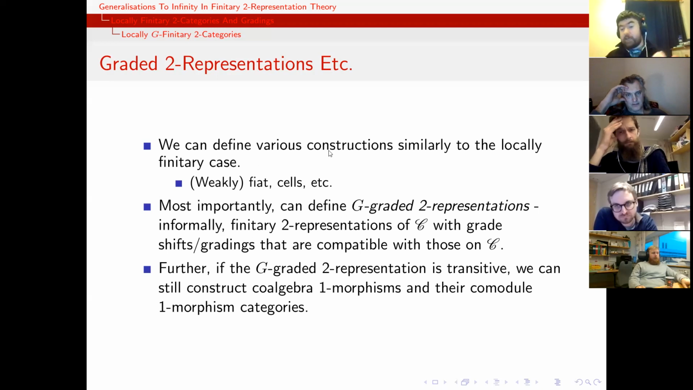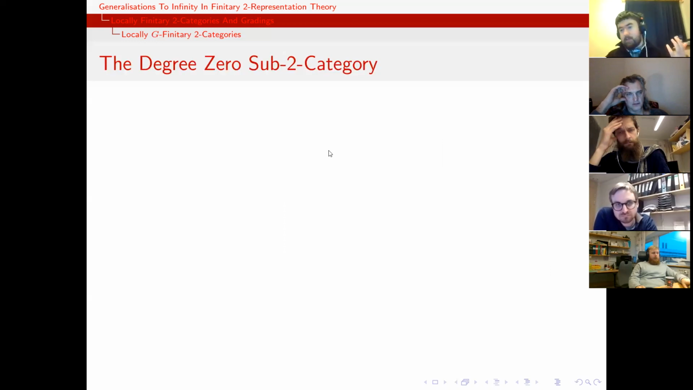And if the G-graded two representation is transitive, we still have this adjunction, so we still have coalgebra one morphisms and their comodule one morphism categories. Now, since we have this coalgebra, but it's in a graded setting, the abelianization technically isn't a graded structure, but it has, I suppose, components that are graded.